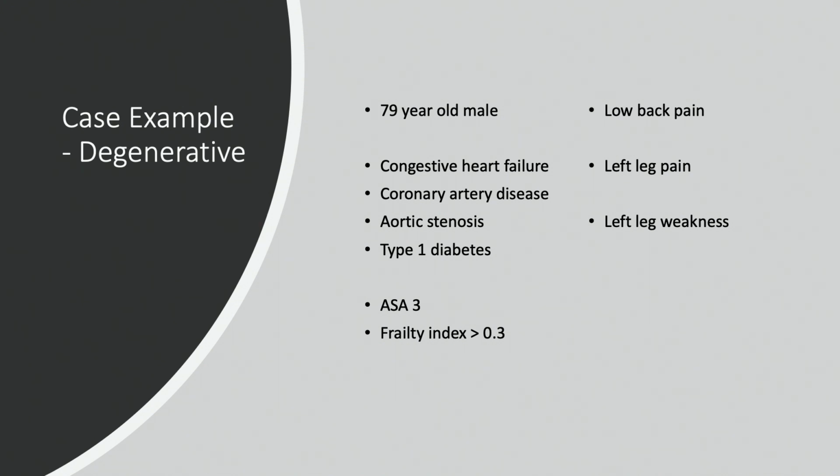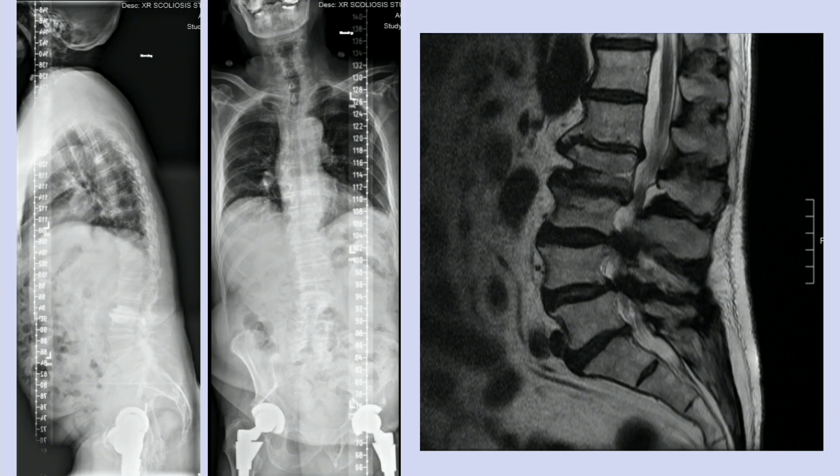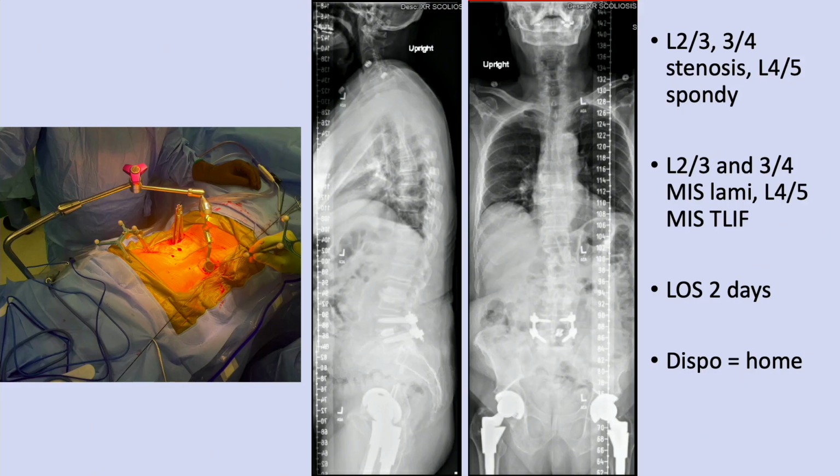Here's one case example that I think highlights this. This is a 79-year-old patient of mine. He had multiple medical problems, ASA 3. When you tally it up, he was obviously in the frail group. He had low back pain, left leg pain, and left leg weakness. And looking at his imaging, he clearly has some global spinal problems, but he also has severe stenosis at L2-3 and L3-4 and a spondylolisthesis at L4-5.